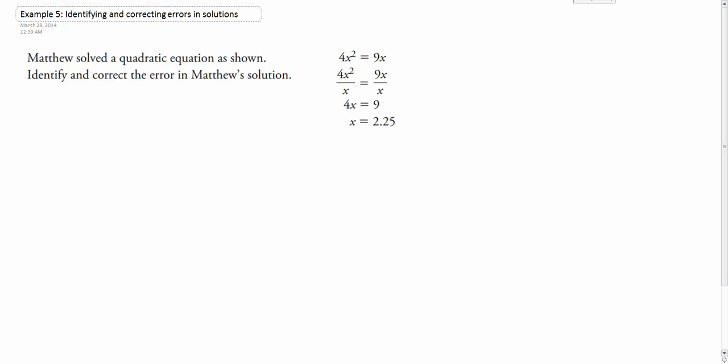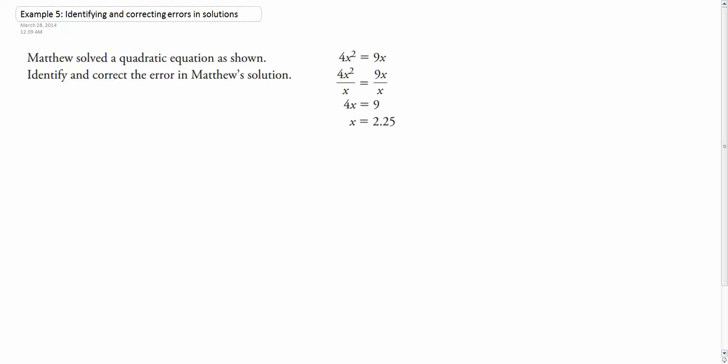This is Math 20-2, Lesson 7.2, and example number 5, identifying and correcting errors in solutions. So Matthew solved a quadratic equation as shown. It's given to us. We are being asked to identify and correct the error in Matthew's solution.